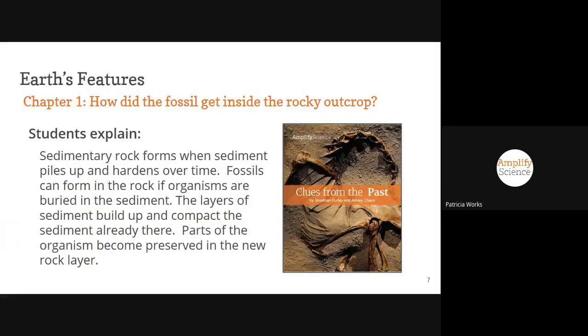More and more sediment continued to build up over the body. As more sediment landed on top, it compacted the sediment that was already there. That sediment cemented and became rock. This process gradually made a thicker and thicker rock layer. Parts of the organism became preserved in this rock layer.